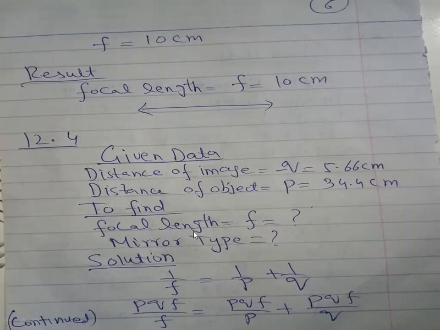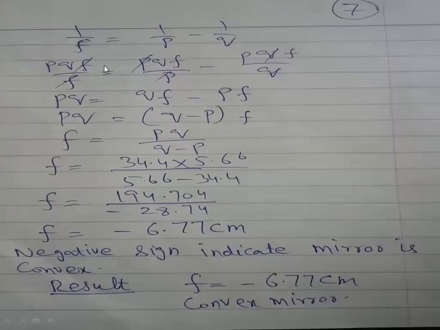I use the formula 1/f = 1/p + 1/q, multiplying both sides by pqf. F will be cancelled with this f, this p with this p, and this q with this q. What is left? pq equals qf minus pf. If you take f common, what is left is q minus p. Since q minus p is multiplied, when it goes to the other side of the equation it will be divided. So f = pq divided by q minus p.